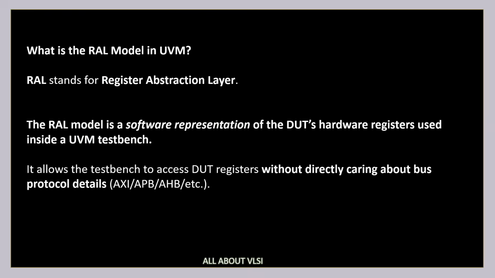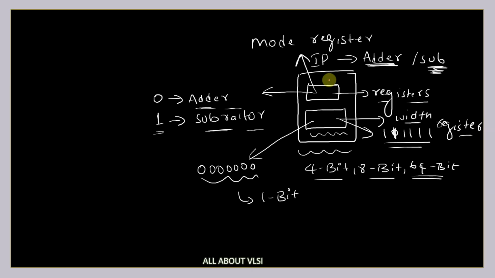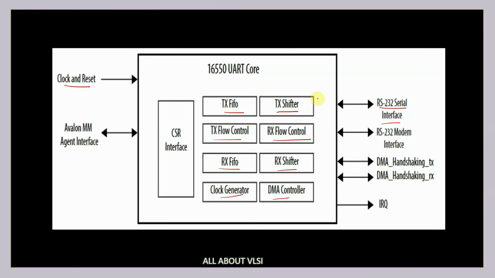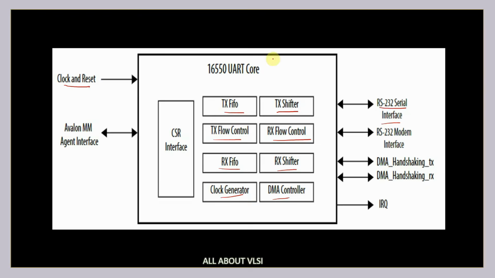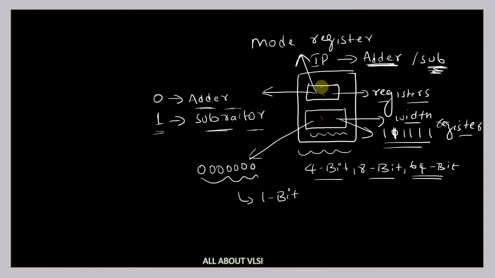Now, as we have discussed in a simple adder where we have two registers, in our actual IP also we are going to have multiple registers, right? We will have registers like RBR, THR, IER, IIR, DLL, DLM. This RBR stands for receiver buffer register and its access is read only. The registers in this IP are classified into different types: read only, write only, and read write. So we will have the access also.